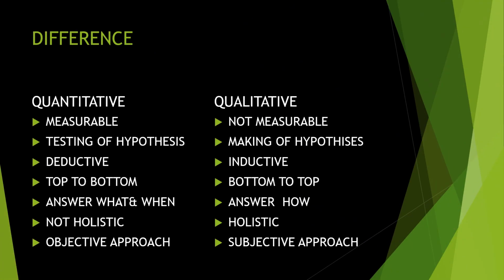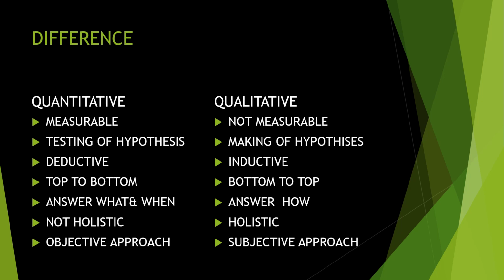Next is the difference between quantitative research and qualitative research. I think now you are somewhat clear about what quantitative and qualitative research are. Quantitative means it is measurable. Then testing of hypothesis: first you have the hypothesis, then you find something new out of it. So the hypothesis is already there. It is a deductive type, from top to bottom.